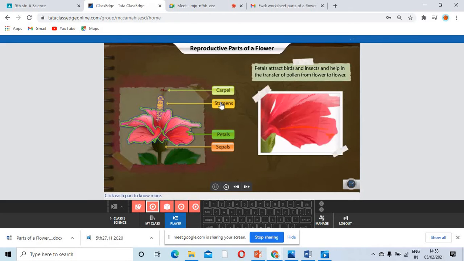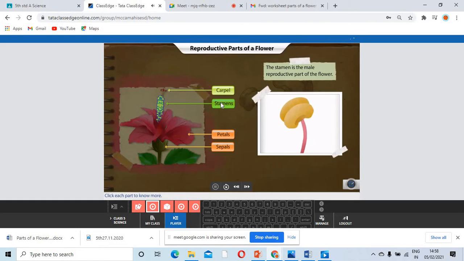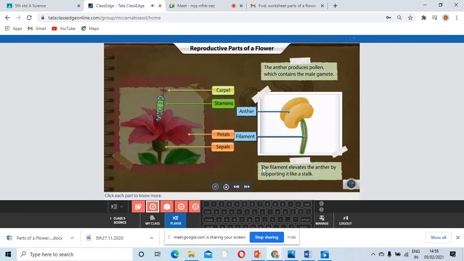Stamens are the male reproductive part. The stamen is the male reproductive part of the flower. Each stamen consists of an anther supported by a filament. The anther produces pollen, which contains the male gamete. The filament elevates the anther by supporting it like a stalk.